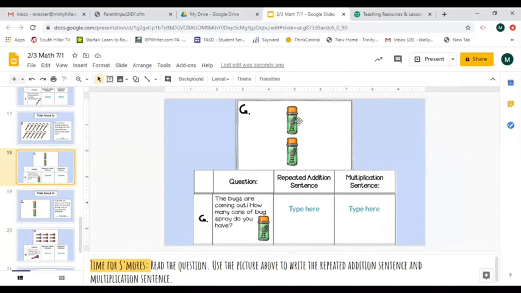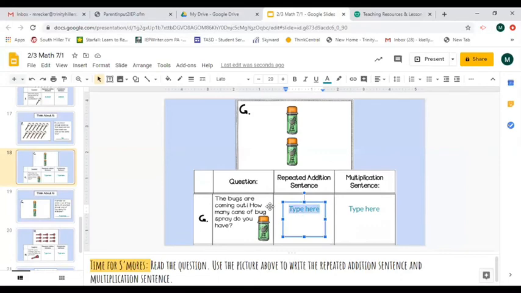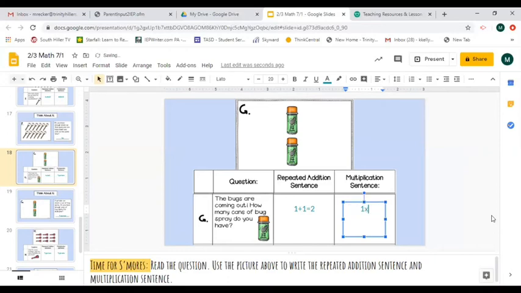So I see that I have 1 on top and 1 on the bottom, so 1 plus 1 equals 2 cans of bug spray. You'd probably need more than that for 12 kids. And then my multiplication sentence is 1 times 2, because we have 1 in each row and there are 2 rows, and that equals 2.